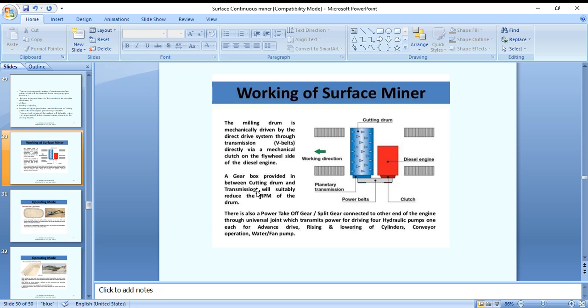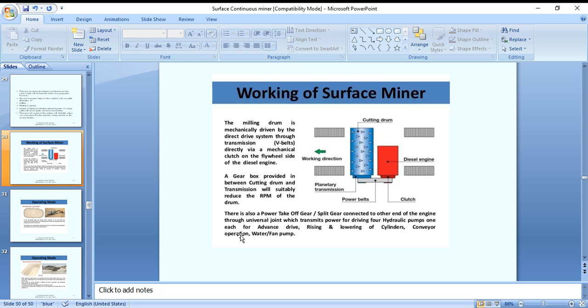A gearbox provided between the cutting drum and transmission will suitably reduce the RPM of the drum. So there is a mechanism for that purpose. Just like your bike, you require first gear, second gear, third gear. So the RPM can be controlled by the gear mechanism.